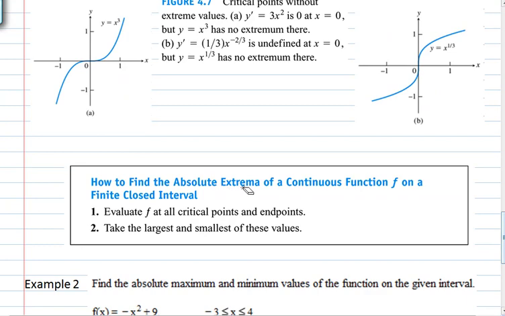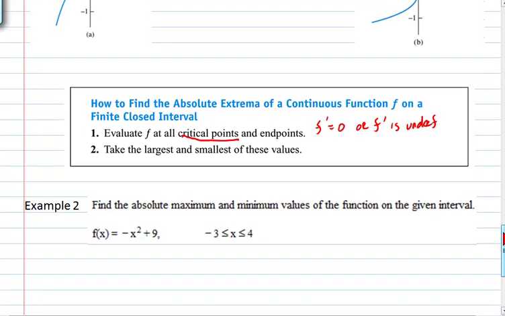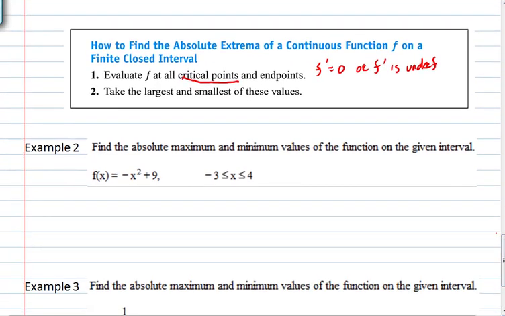So how to find absolute extrema of a continuous function on a finite closed interval. First thing you want to do is find all the critical points. In order to find the critical points, we're looking where the derivative is either equal to 0 or the derivative is undefined. All right, then we take the largest and the smallest of these values. Okay, if we're on a closed interval, we're guaranteed the existence of an absolute max or min.